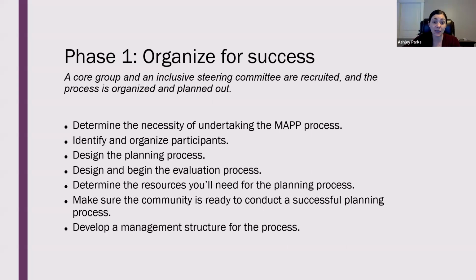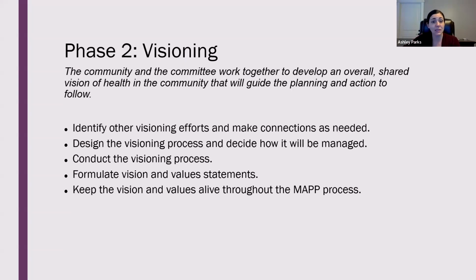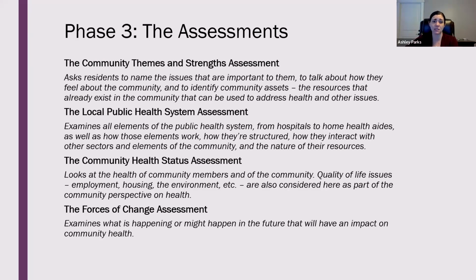Once we have everybody engaged, then we start visioning. We talk with folks about a strategic process and say, what is our vision for our community? Who are we and what do we want to be? And what do we value? What are the themes that are important? And then we start assessing.